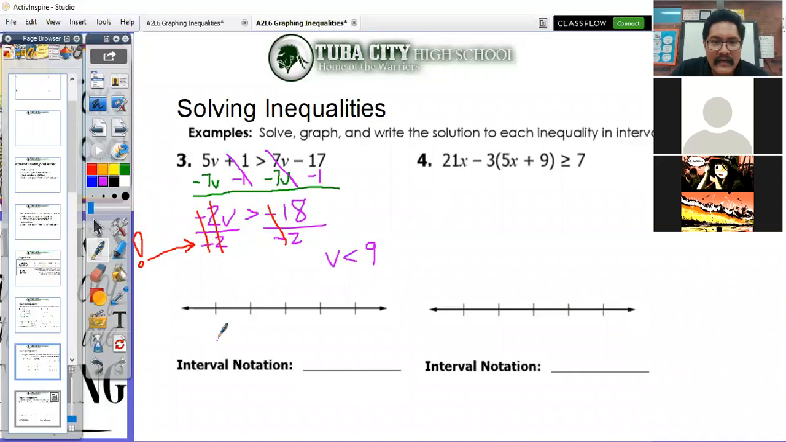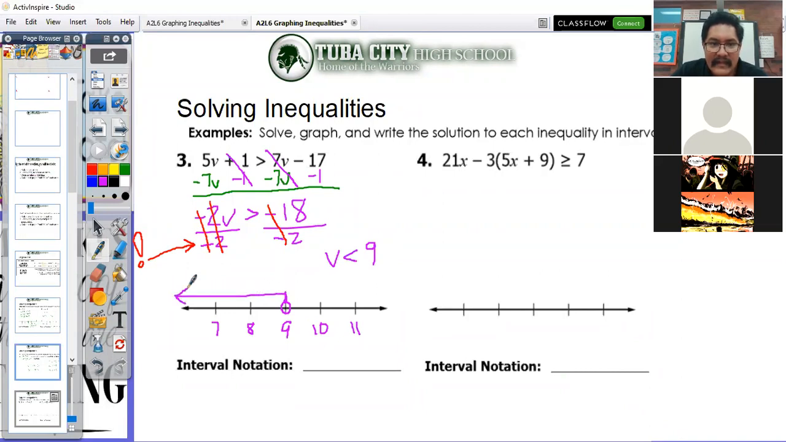Okay, so now we've got to put 9 on the graph somewhere. Let's go ahead and mark it out. In this case, I'm going to need a hollow circle because there is no "or equal to." And I need to mark out which direction it has to go. So if I read it, v is less than 9. This v is hiding from me, and it's somewhere less than 9, so I've got to pick which way to go to look for it.